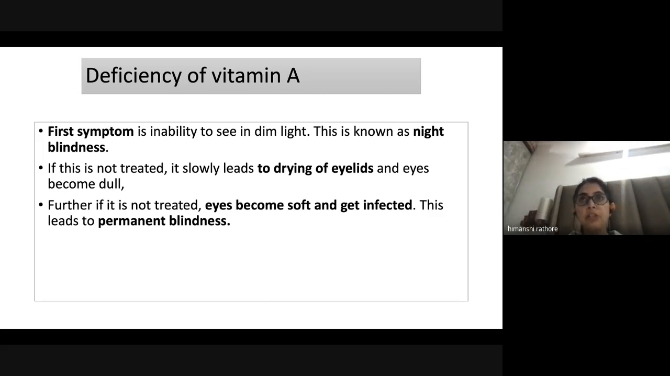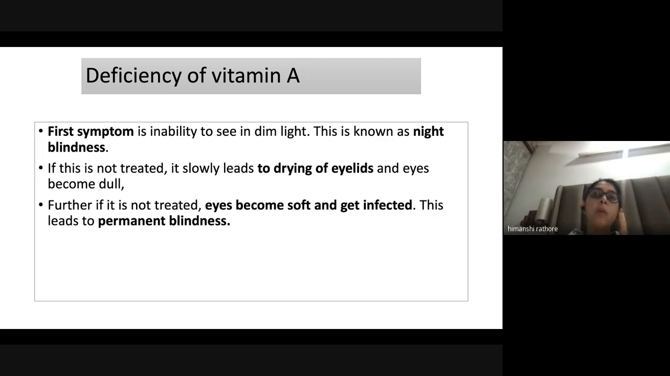Further, if that condition is also not treated, if you're not having vitamin A in proper amount, and if you're not taking any medications or supplementation of vitamin A, then your eyes will become soft and get infected. There will be infection inside your eyes, and this will lead to permanent blindness. And this is how a child becomes blind if the conditions are not treated.